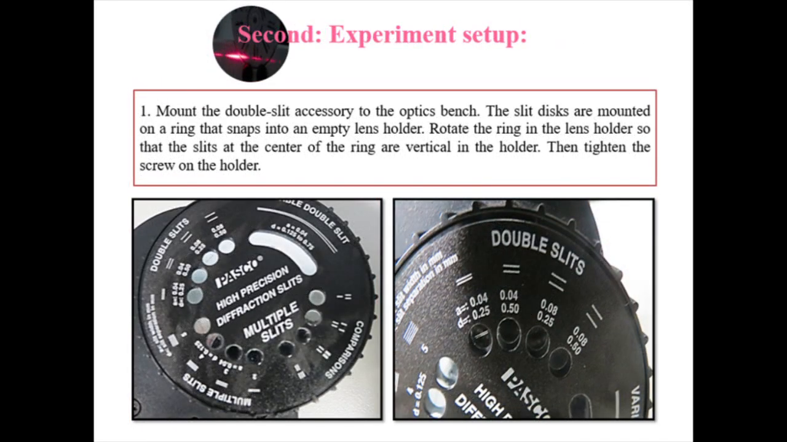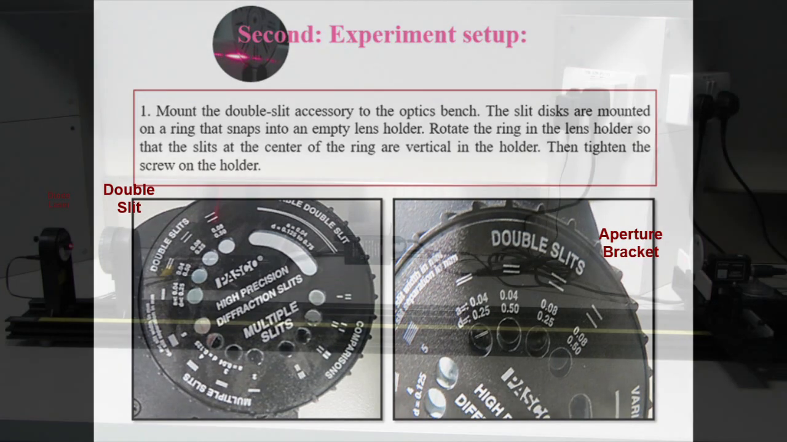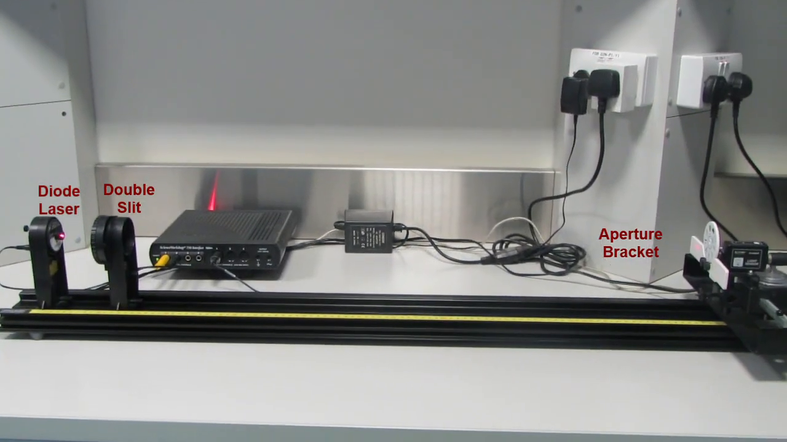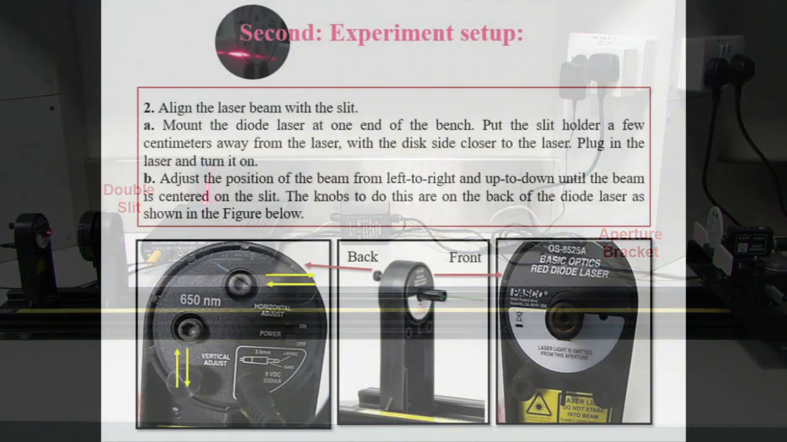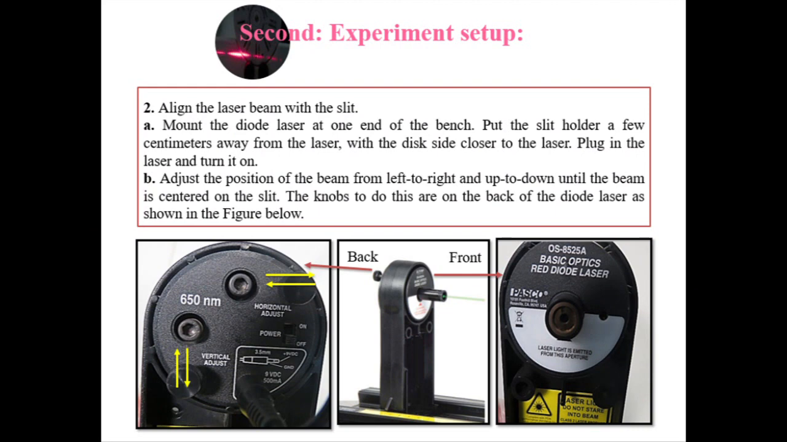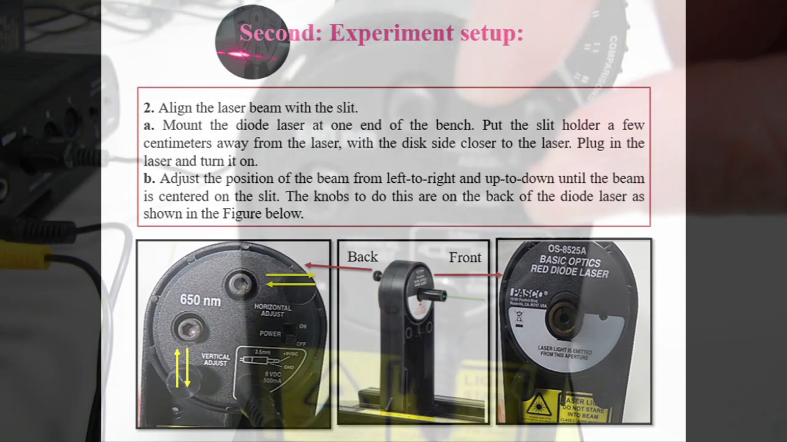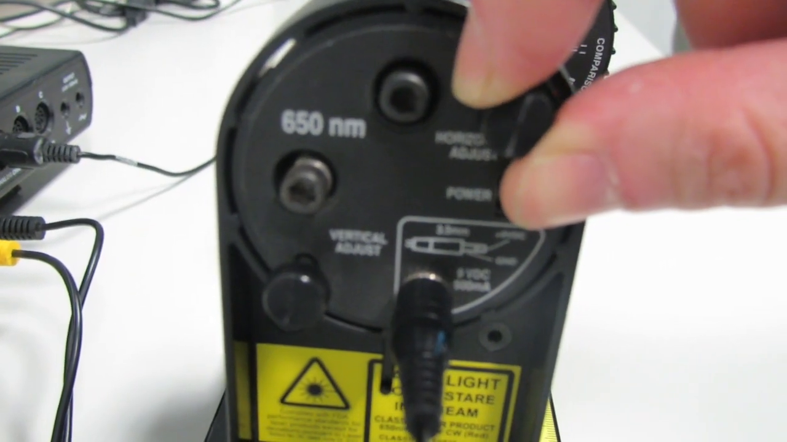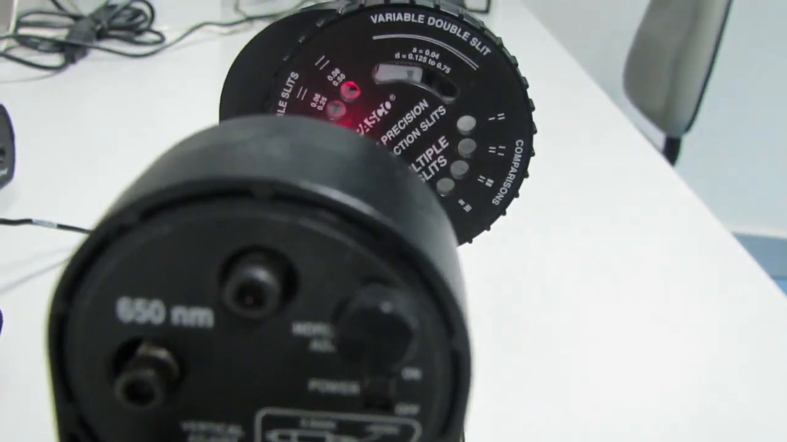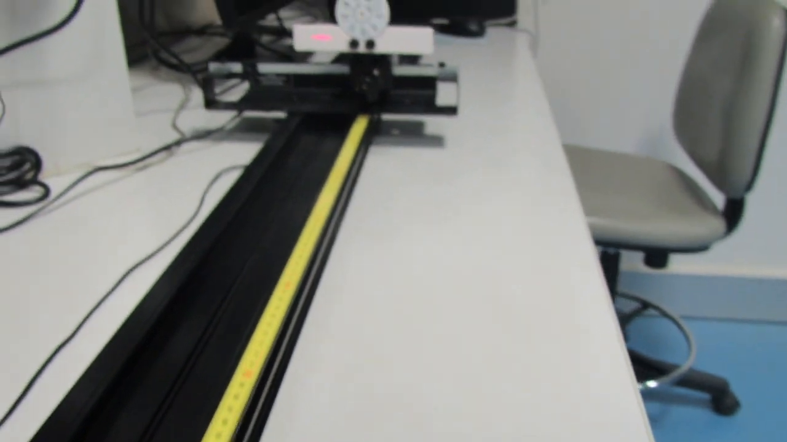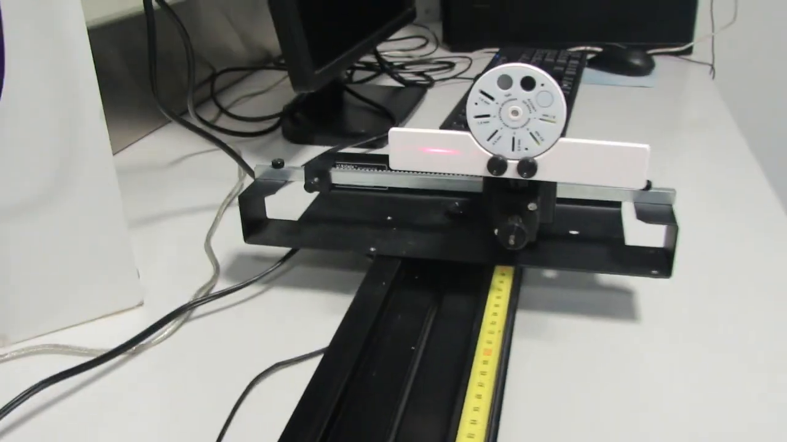Second, experiment setup. Mount the double slit accessory to the optics bench. Align the laser beam with the slit. Mount the diode laser at one end of the bench. Adjust the position of the beam from left to right and up to down until the beam is centered on the slit. The knobs to do this are on the back of the diode laser.